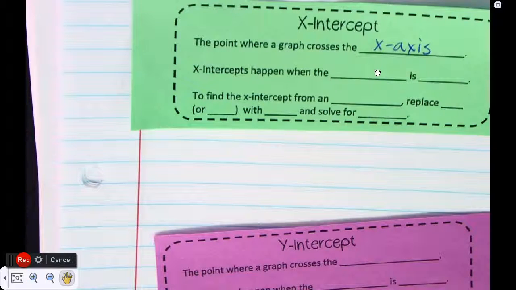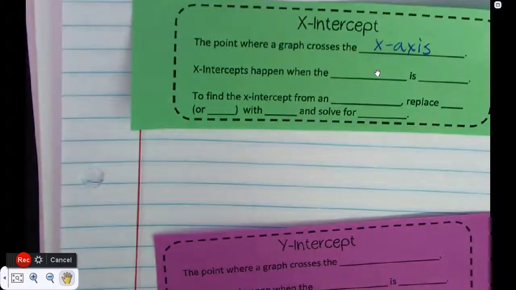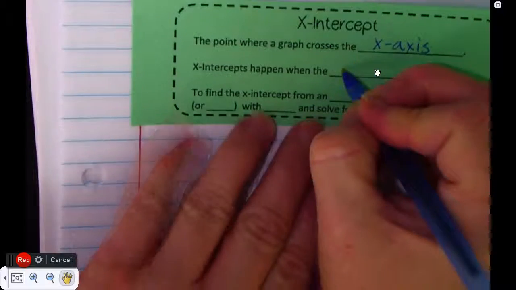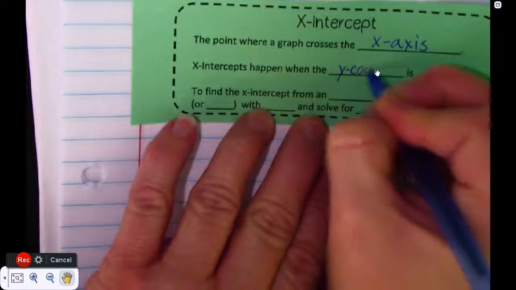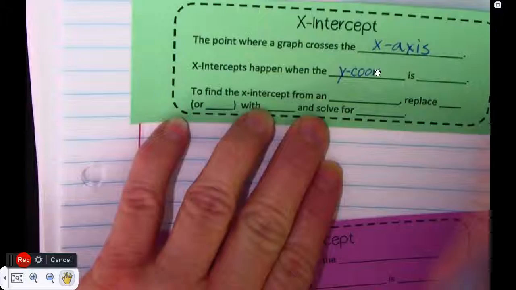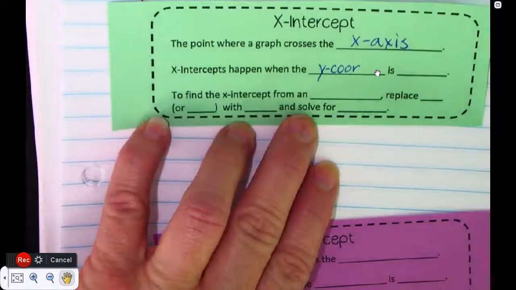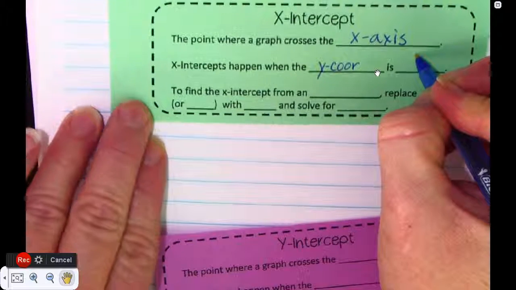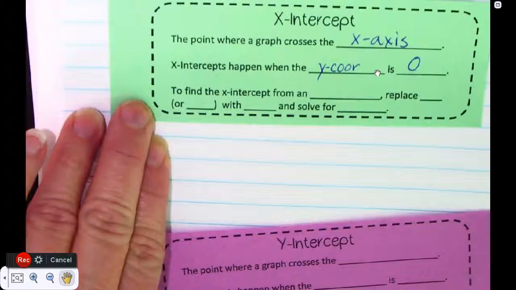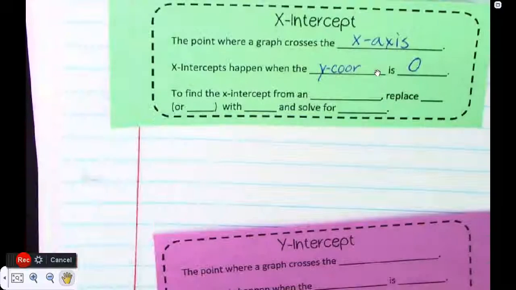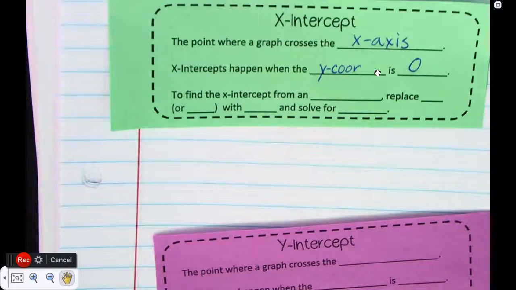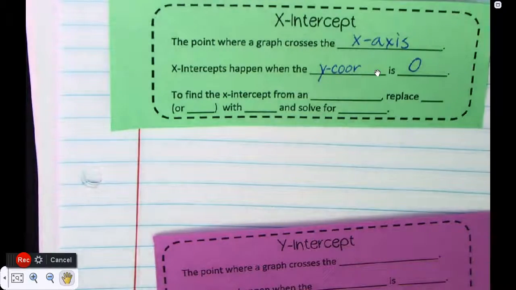X-intercept happens when the blank is blank. When the y coordinate, and hey, there's not much room, just put y, C-O-O-R, is what? Very good. When it crosses the x-axis, guys, then y is going to be 0. We're going to do some in just a minute.